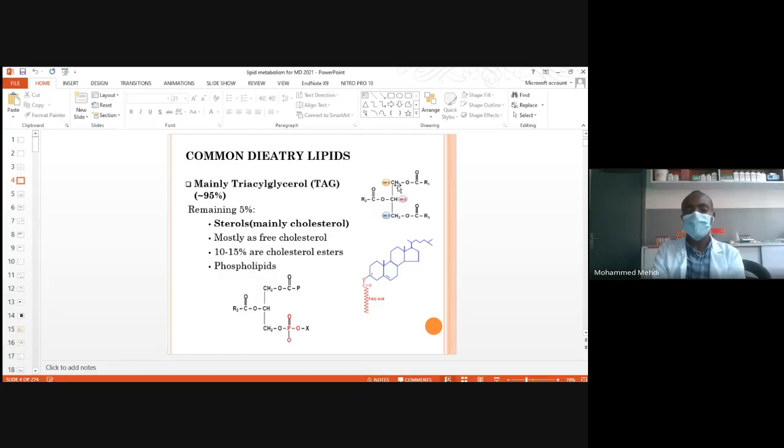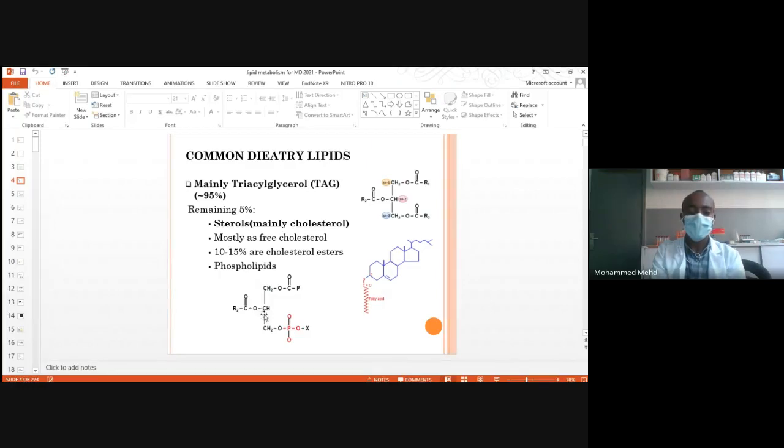Triacylglycerol has a glycerol backbone attached with 3 fatty acids at carbon number 1, carbon number 2, and carbon number 3. These are the 3 fatty acids attached to the glycerol backbone. Cholesterol ester is a very complex molecule. It has a fatty acid attachment at carbon number 3 of the steroid nucleus. This is the steroid nucleus, and the non-polar hydrocarbon chain is attached at carbon number 17 of cholesterol. This is the cholesterol ester structure.